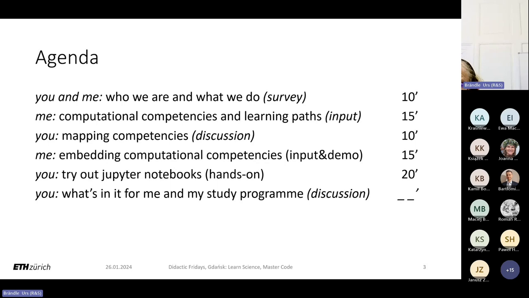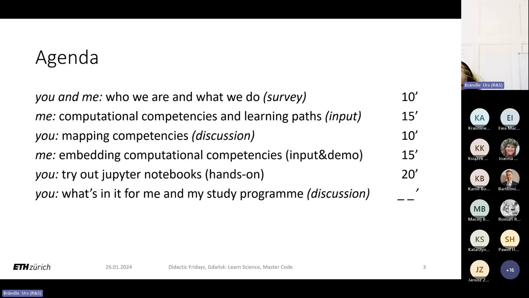Then there will be some possibility for you to try out Jupyter Notebooks, for those who haven't really tried them. And as I see, there are people who work with data and coding quite a lot, actually. There might also be a possibility to show you some of the notebooks that we have and share with you some of the links.